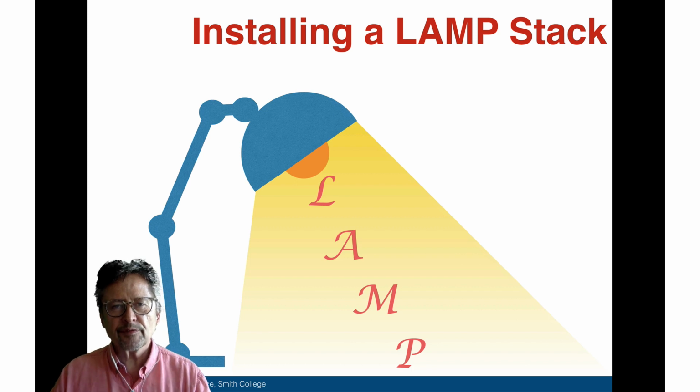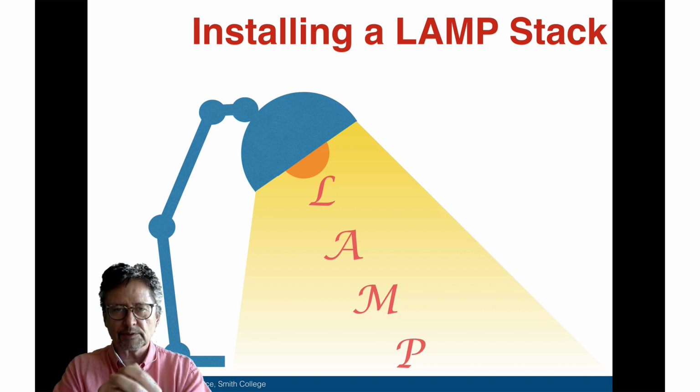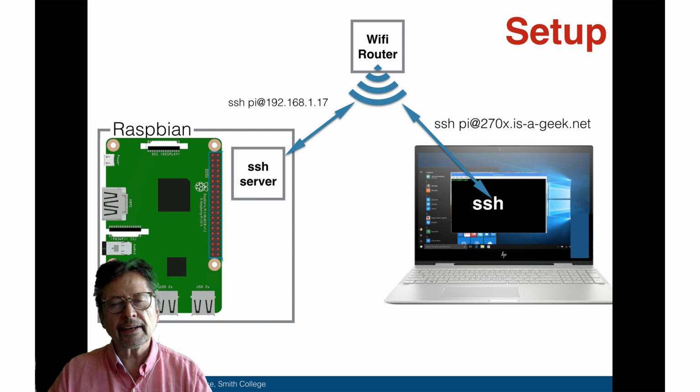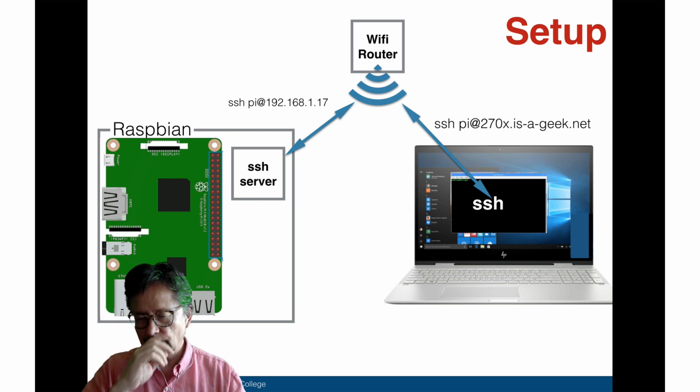LAMP stands for Linux, Apache, MySQL, PHP. Linux is already installed on our Raspberry, that's Raspbian. The distribution Raspbian contains a Linux kernel. So here's the setup. I'm going to try to explain what's going on here.